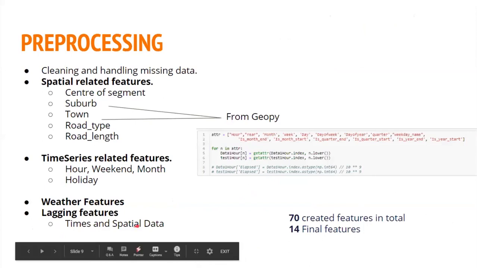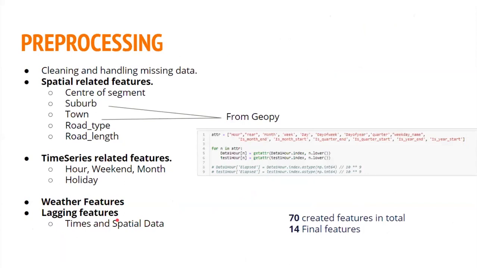Then we added lagging features, a combination of time series and geospatial data. These lagging features didn't really have much effect and didn't improve our accuracy, so we took them out. Initially we tried to create as many features as we could think of. At the end of the day, we created about 70 features in total, but we ended up using only 14 features for our final model.